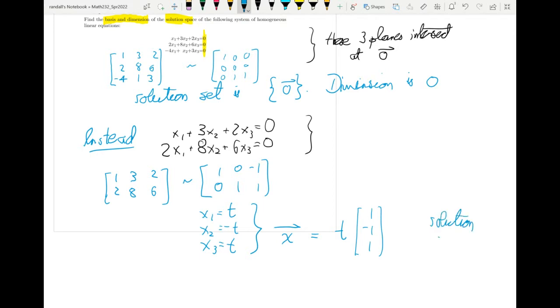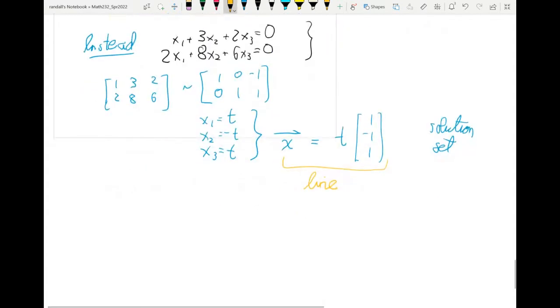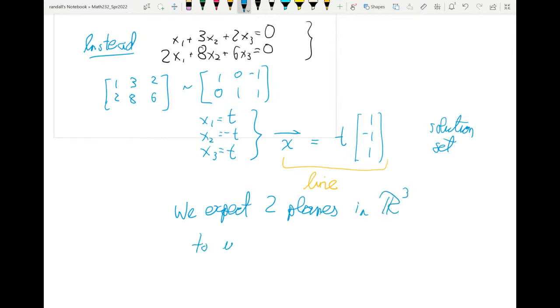Now, do you recognize that? x equals t times some vector. It's a line. Okay, we recognize what a line is. All right, and this is what we expected. We expect 2 planes in R3 to intersect in a line. Doesn't always have to happen, right? They could be parallel. So this example illustrates answering that kind of question: what is the line of intersection between 2 planes in R3? Okay, this is how you do it.